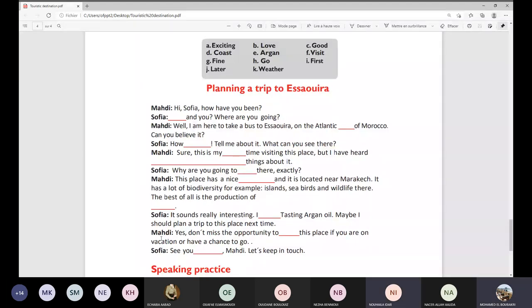It sounds really interesting. I love tasting argan oil. Maybe I should plan a trip to this place next time. So the correct term is I love? Tasting. I love tasting oil. Yes, I love tasting, you know, to taste. Okay, good. Yeah, so we say, for example, that this type of food tastes good.